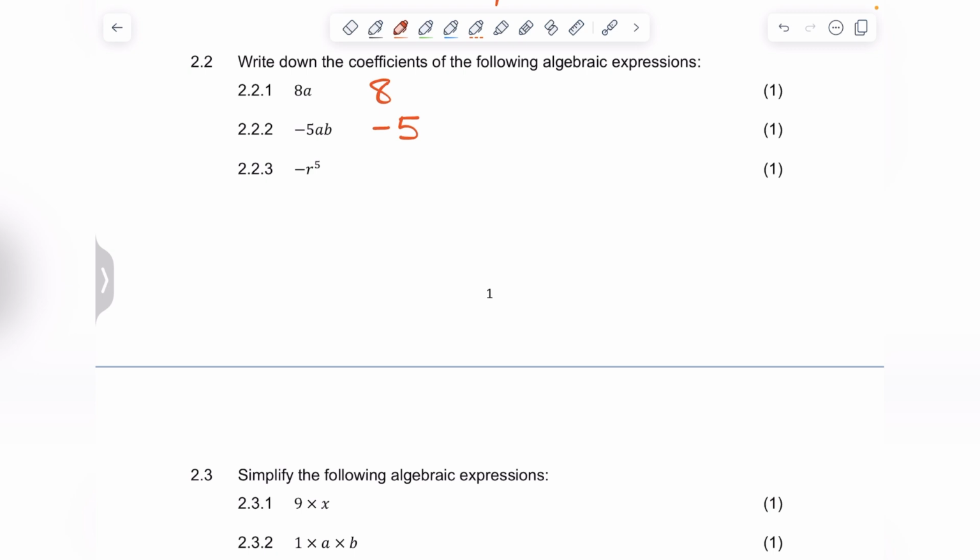And 2.2.3, a lot of you wrote the answer here as -r. You wrote your answer as -r to the power of 5. You wrote all kinds of other things. This is wrong, because both of those answers have variables in them, and coefficients are not variables. They don't contain variables. They are the number that's multiplied with the variable.